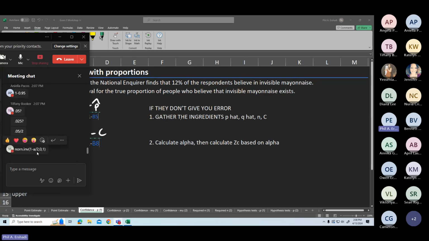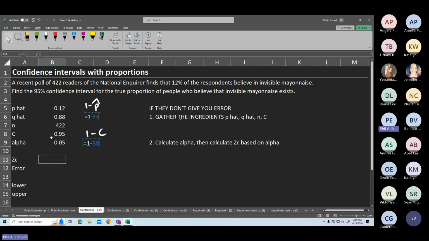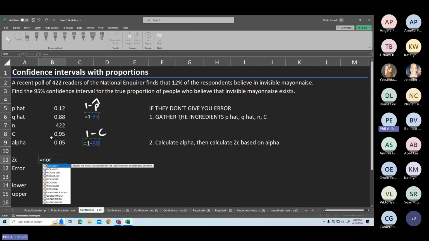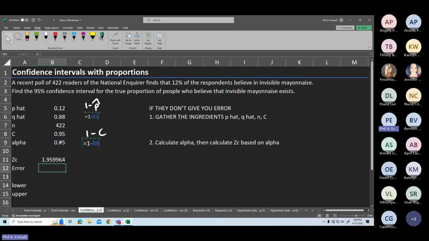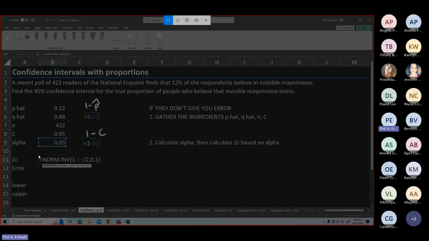There's NORM.S.INV of 1 minus alpha over 2, 0, 1. Let's see, yeah, I do believe that'll work, but you've got to be real careful how you type that. Yeah, that will work. So now you don't want to use 1 minus. Let me just punch all this in. So you can say NORM.INV of 1 minus alpha divided by 2, comma 0, comma 1. That will work. I have another one that I want to show you.